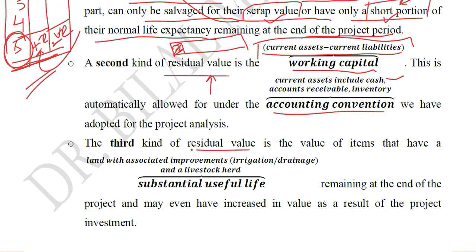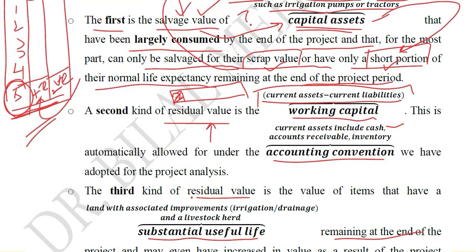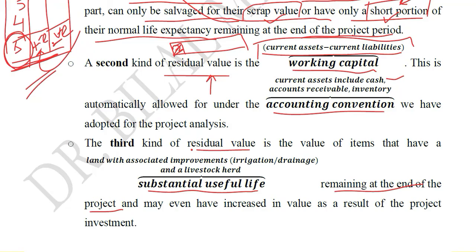the residual value of the items that have a substantial useful life remaining at the end of the project. Some of the things might be left with more of their value, and are not that depreciable as the capital assets were, as we saw in the first point. These things are able to survive by their very nature, or they have the ability of getting replenished. For example, we talk about livestock herd. They reproduce, and definitely the number of cattle can increase in addition to getting consumed or slaughtered.